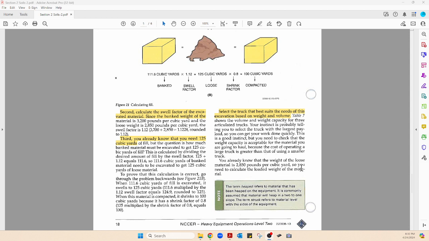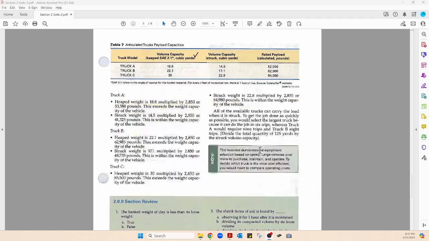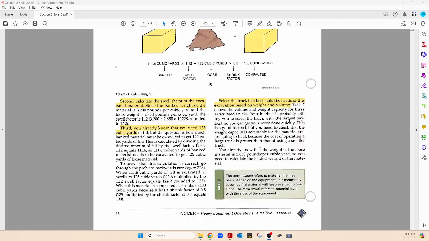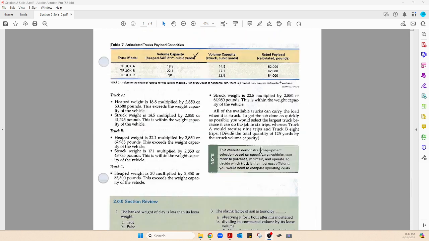Now, let's see, where is that table I'm looking for? Oh, here we go. Truck A has a capacity of 18.8. Wait a minute. Volume capacity? Oh, that's how much weight it'll hold.